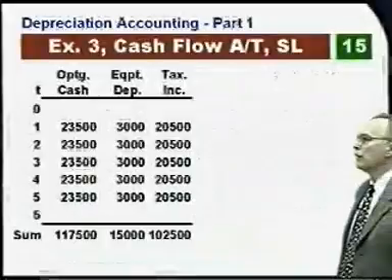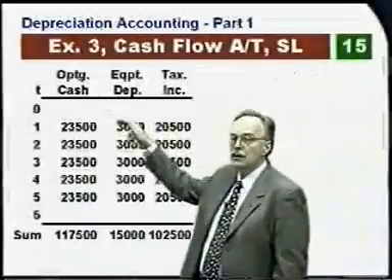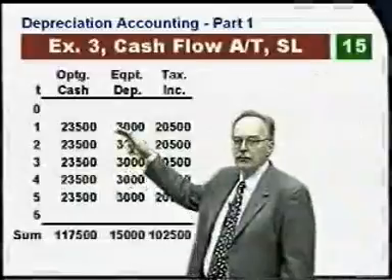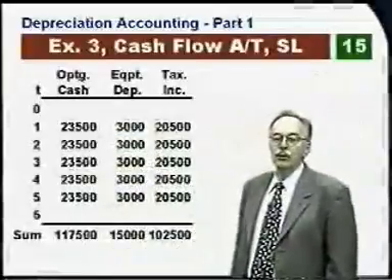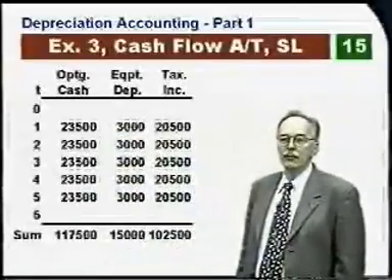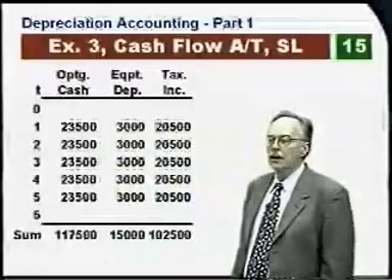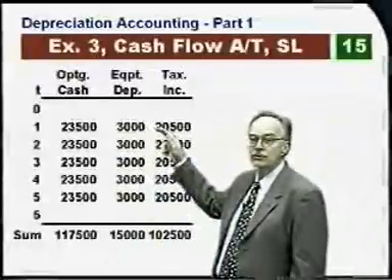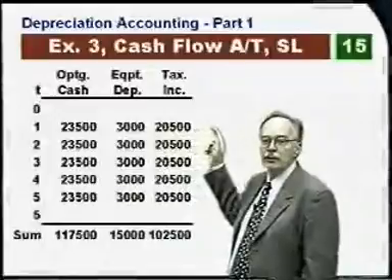Let's look at example 3 now. Here we have operating cash. That's the same $23,500. That is from the revenue, $28,500, minus labor and materials expenses of $5,000. And now we'll subtract equipment depreciation from that to get our taxable income.